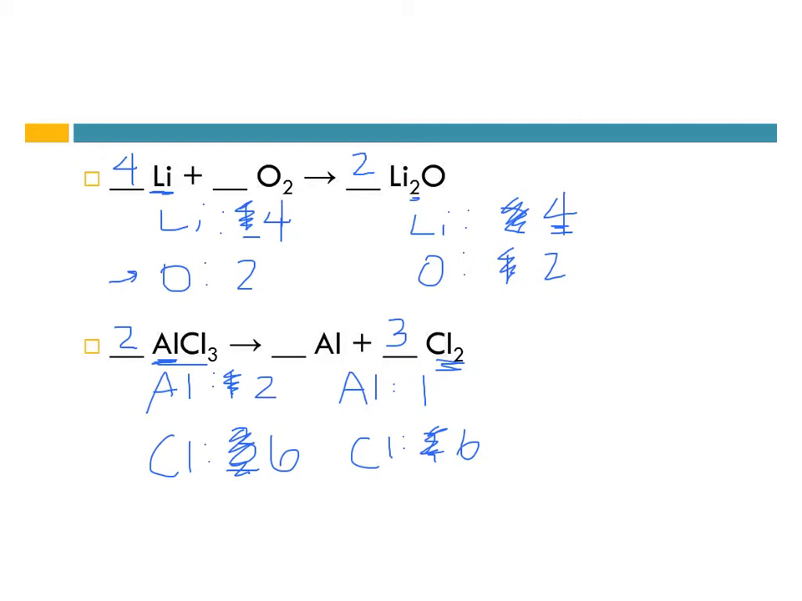So my chlorines are fixed, aluminum is not. Aluminum is now off. I've got twice as many at the beginning as I do at the end. So all I need to do to fix it is put a coefficient here where aluminum is by itself and recount to show that it now matches up.